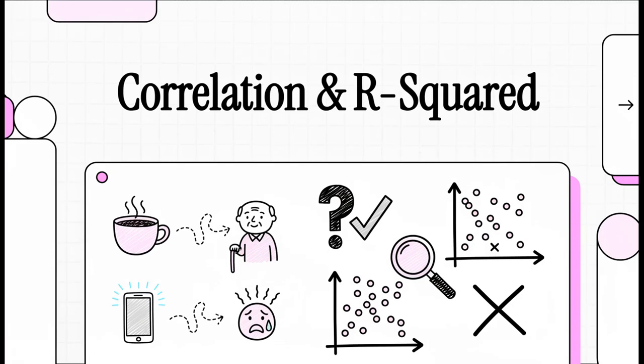You see these headlines all the time, right? Coffee helps you live longer, or screen time is linked to anxiety. We're just constantly bombarded with these claims. But how do we know if the connection is actually real, or if it's just some random coincidence? Well, today, we're going to pull back the curtain and look at the statistical tools that help us see the real story behind the numbers.